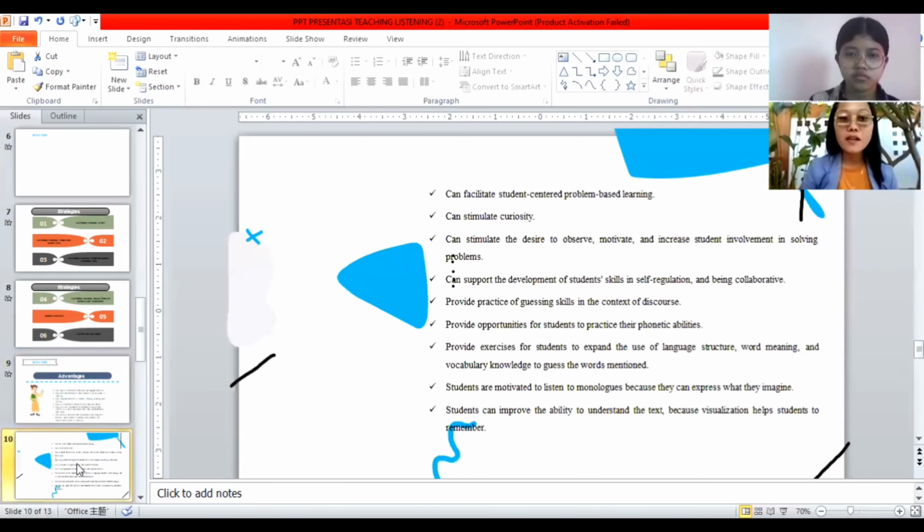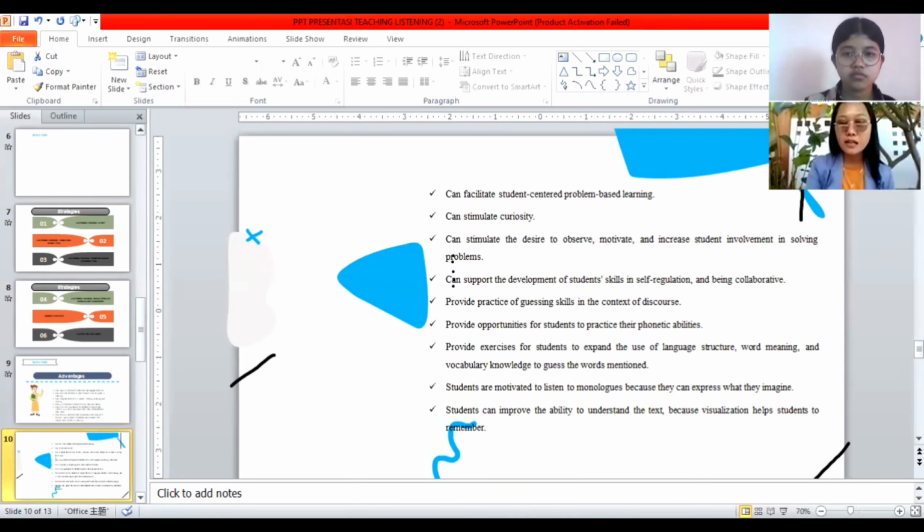Okay, next, it can facilitate student-centered problem-based learning, can stimulate curiosity, can stimulate the desire to observe, motivate, and increase student involvement in solving problems, can support the development of students' skills in self-regulation and being collaborative, provide practice of guessing skills in the context of discourse, provide opportunities for students to practice their phonetic abilities, provide exercise for students to expand the use of language structure, word meaning, and vocabulary knowledge to guess the word mentioned.